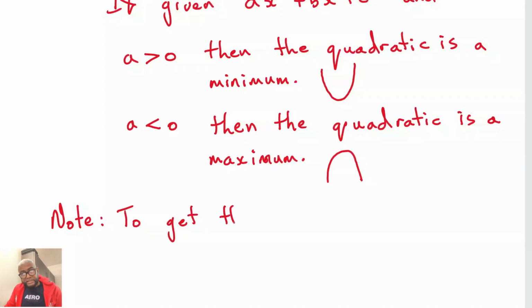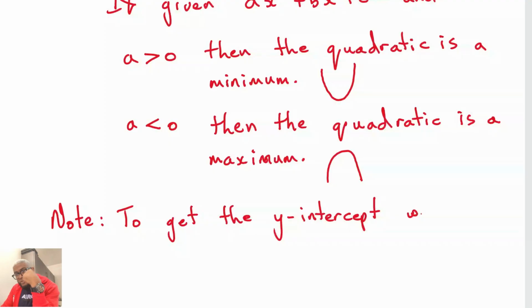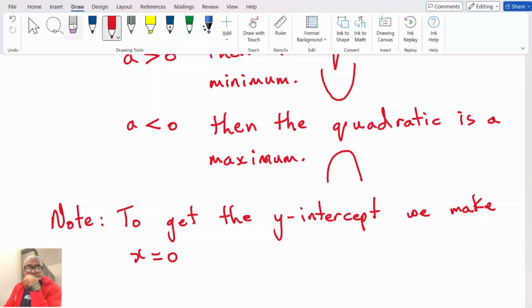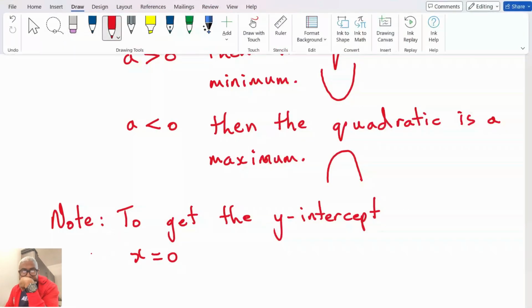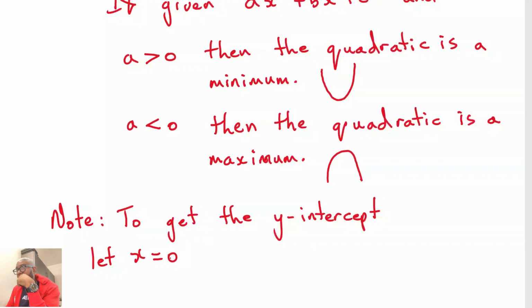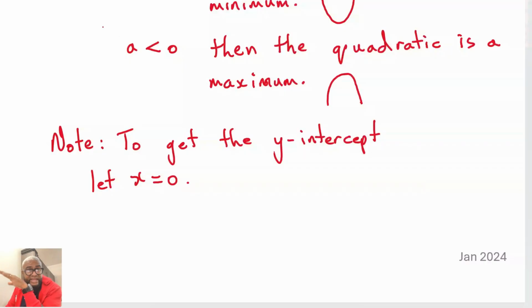To get the y-intercept, we let x be equal to 0, right? So when you let x be equal to 0, it means that you are equating x as 0.